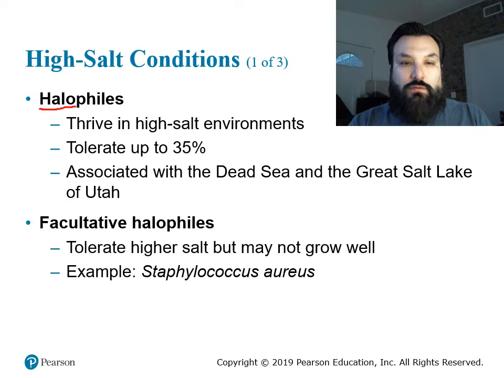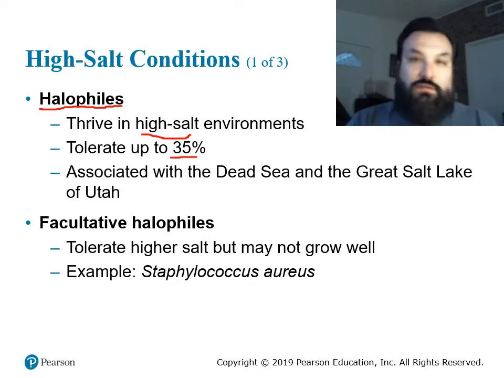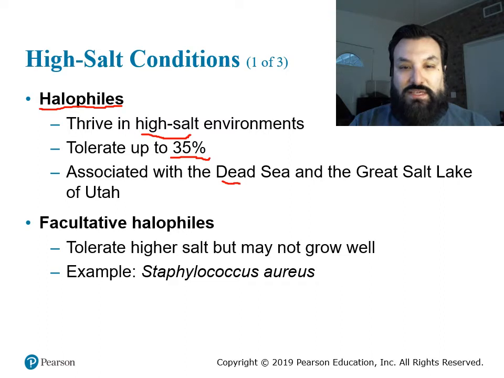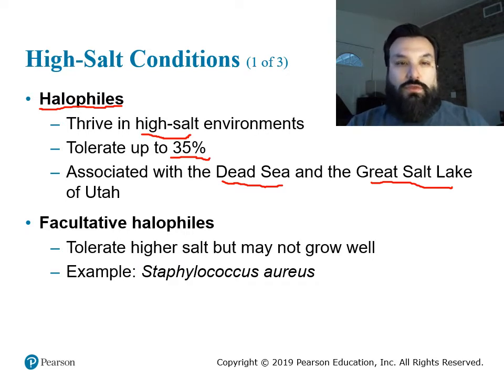So a halophile is an organism that lives in a high salt environment, right? It can tolerate up to 35% salt content. That's a lot of salt, by the way. That is not the salt content of the ocean, in fact. The ocean is about 9 to 11% salt, something like that, which is a huge number. But we're talking about 35%. For example, the Dead Sea, the Mediterranean, and the Great Salt Lake have a tremendous amount of salt. And we see organisms living there as well. So we call these halophiles.